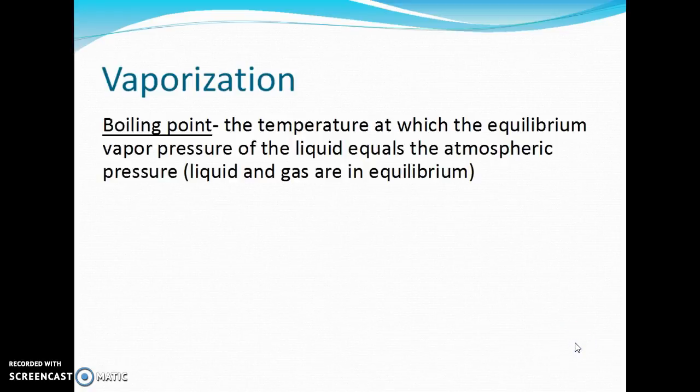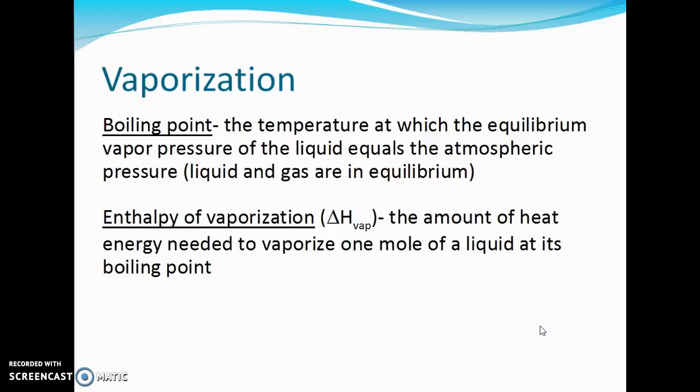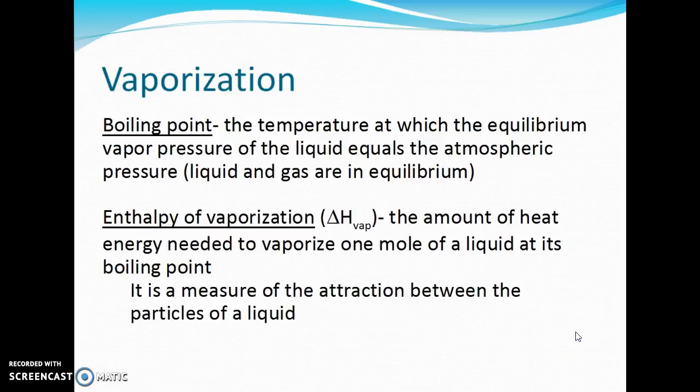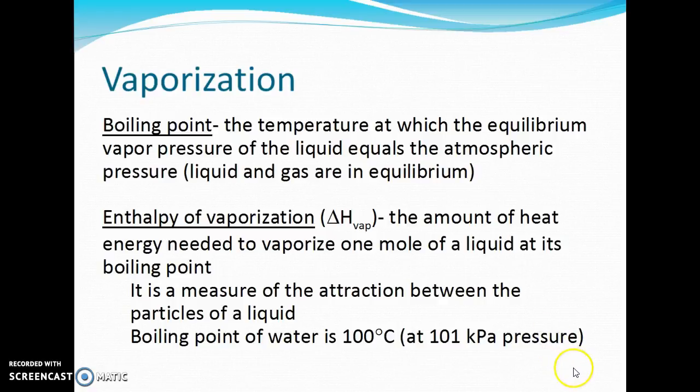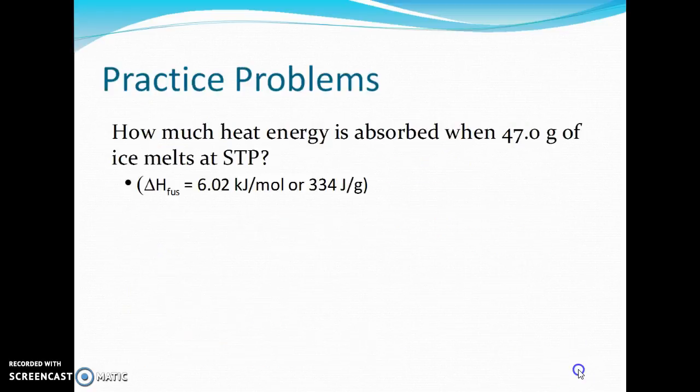In vaporization, the boiling point is the temperature at which all the liquid is turning into gas, where the vapor pressure of the liquid is equal to atmospheric pressure, and therefore liquid and gas are in equilibrium. The enthalpy of vaporization is the amount of heat energy needed to vaporize 1 mole of liquid at its boiling point. It's a measure of the attraction between the particles of a liquid that are keeping them from turning into a vapor. The boiling point of water is 100 degrees Celsius, and the delta H of vaporization is 40.7 kilojoules per mole, or 2260 joules per gram.